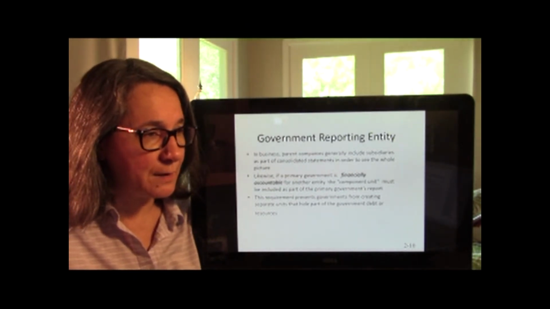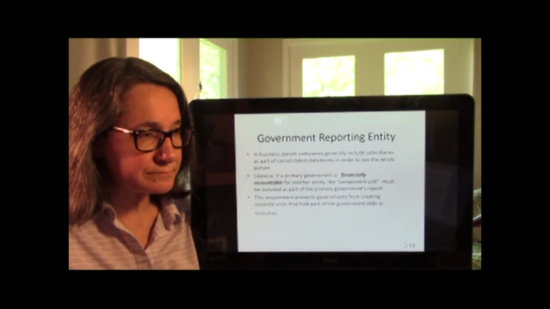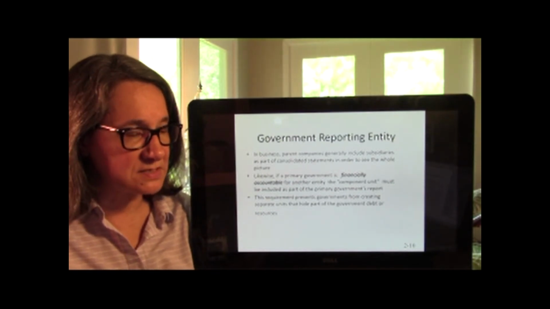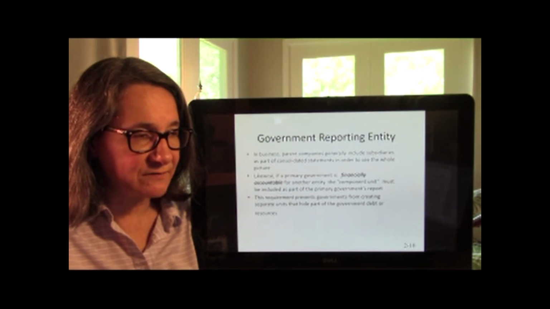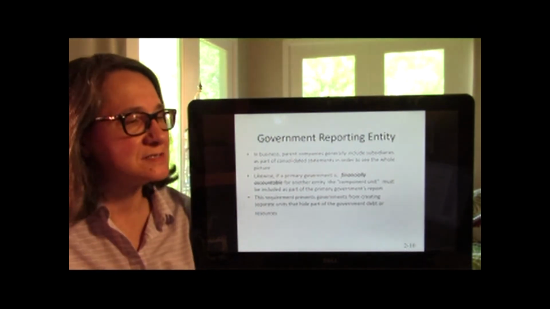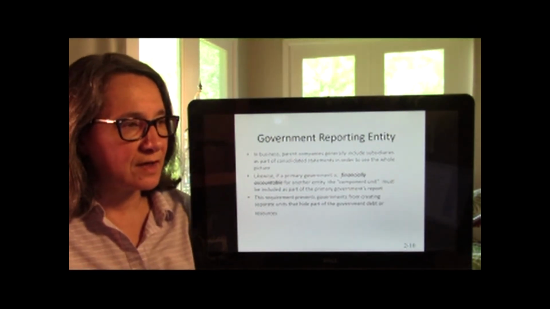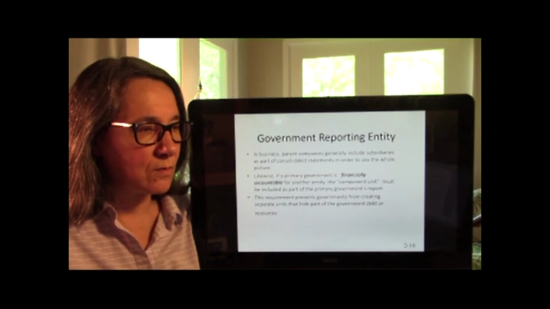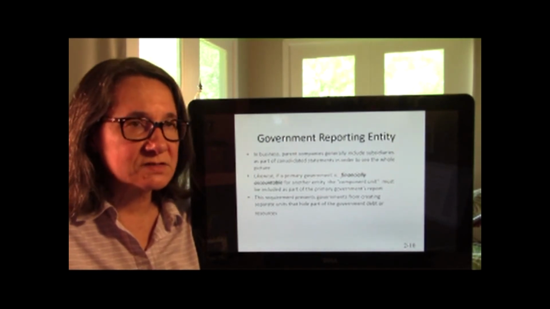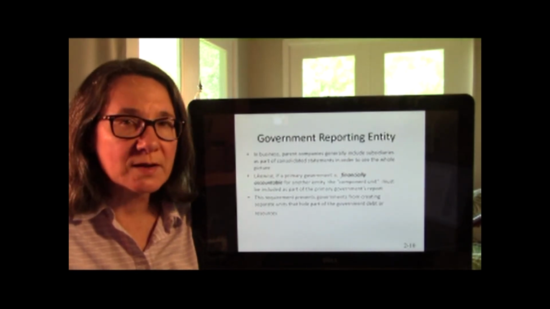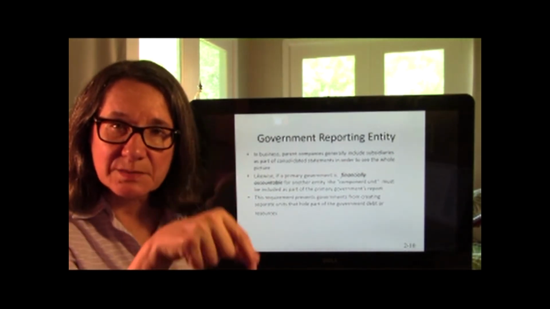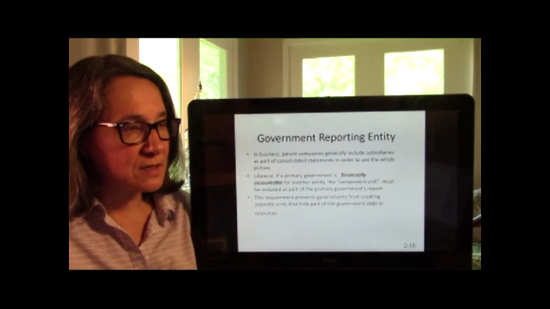However, with governments, we have to include everything that is part of the government, and we sometimes have to separate it out. So sometimes they have to make their own financial statements, and sometimes they become a component unit, but it's still separate, in a separate fund, right?